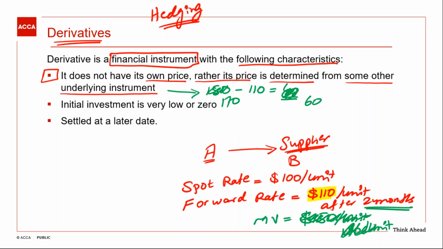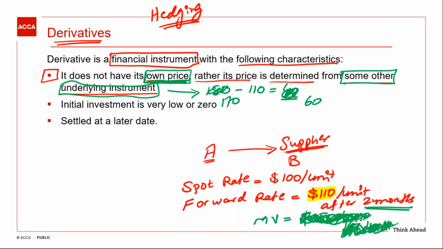But what if I don't tell you the market value of the laptop? Can you tell me the value of the contract? The answer is we cannot value the contract on a standalone basis. We need some other underlying instrument. Getting this point? That it does not have its own price. We cannot value it as a standalone.